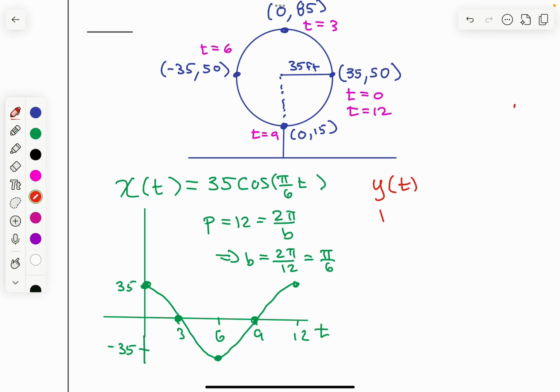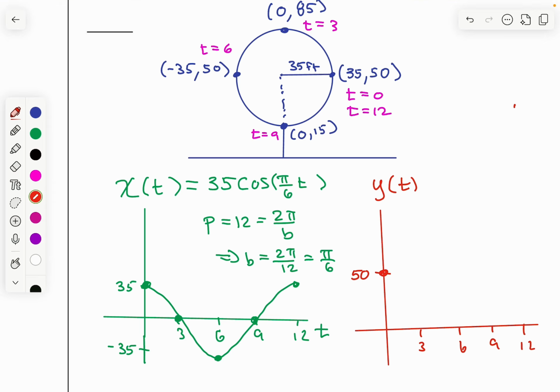So I'm going to draw a different graph. Okay, now at time 0, his y coordinate is 50. At time 3, the y coordinate is 85. At time 6, it's back to 50. At time 9, it's at 15. And at time 12, it's back up to 50.